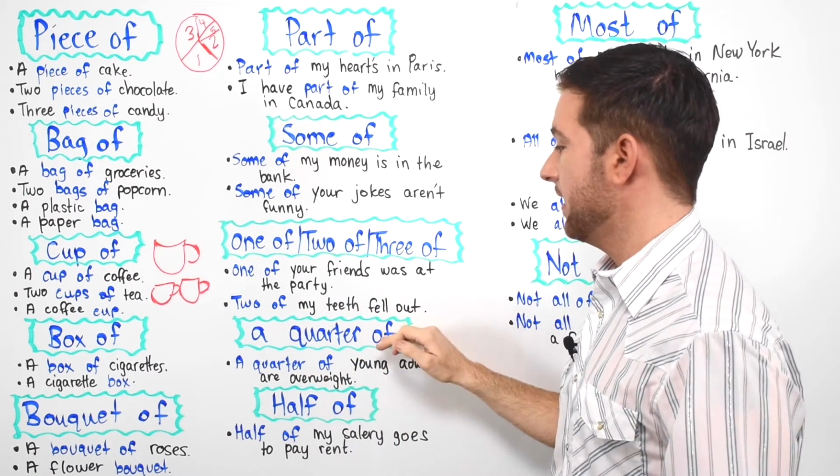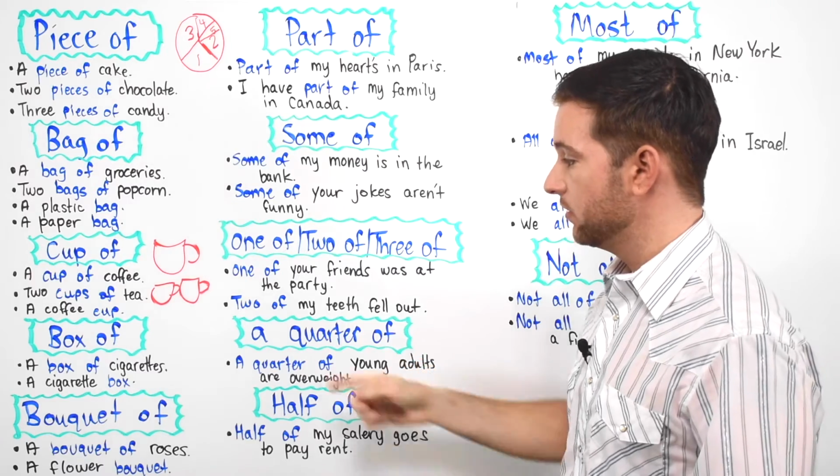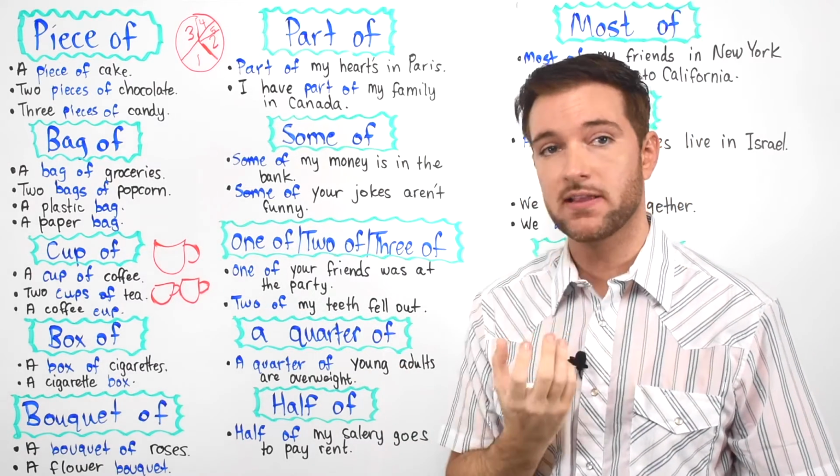Two of my teeth fell out. So how many specifically? Two, right? Of your teeth fell out. They came down.